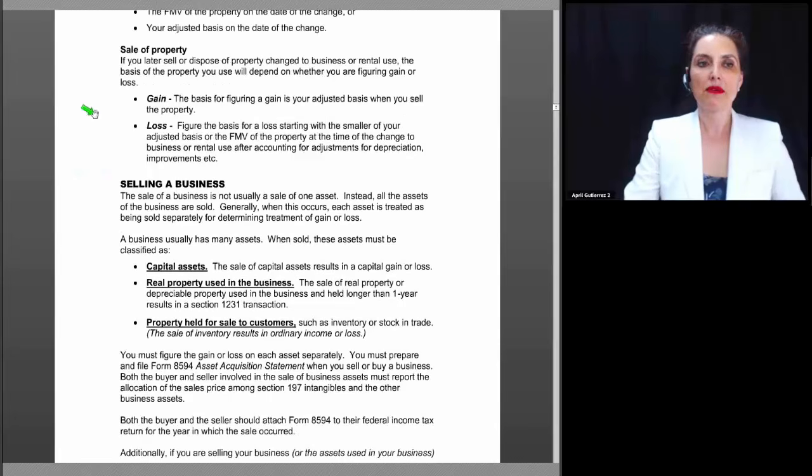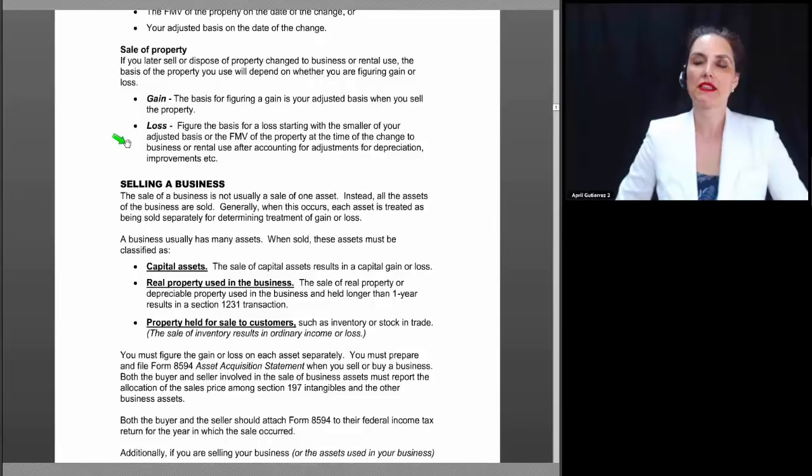For a sale of property, if you later sell or dispose of property that was changed to business or rental use, the basis of the property you will use depends on whether you are figuring a gain or a loss. For gain, the basis for figuring a gain is your adjusted basis when you sell the property. And for a loss, you're going to figure the basis for a loss starting with the smaller of your adjusted basis, or the fair market value of the property at the time of the change to business or rental use, after accounting for adjustments for depreciation, improvements, etc.